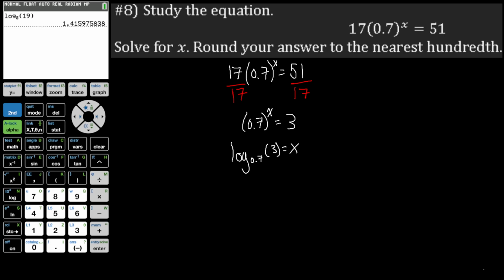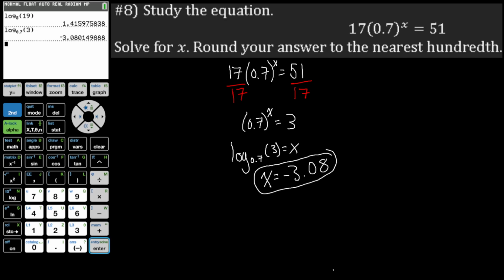So let's go back to our wonderful calculator. Alpha window 5. I'm saying I have 0.7 as my base, and in parentheses I have 3. I should get a small answer, and I do. So for this one, x is going to be equal to negative 3.08. Let me double check on that value. Yeah, it looks good.